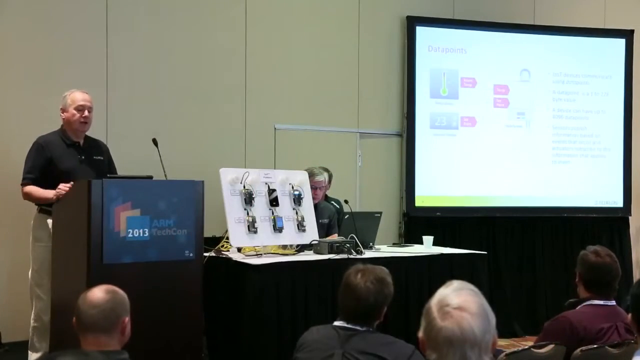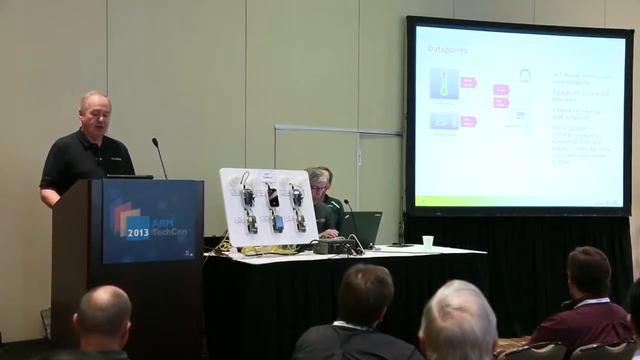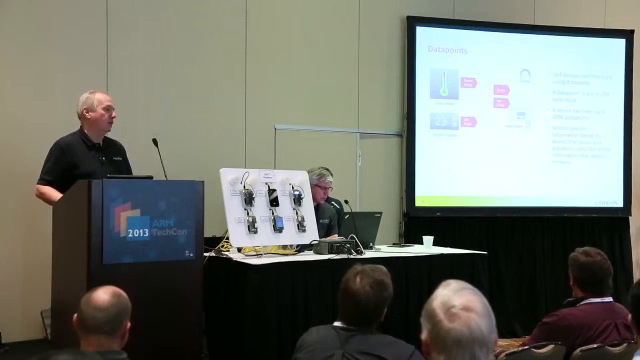So in IZOT, devices communicate in this way using data points. And a data point is a value that can be 1 to 228 bytes. And a device can have up to 4K data points. So you develop a sensor, you publish information that you are sensing. Subscribers pick that information up and use it however they want.